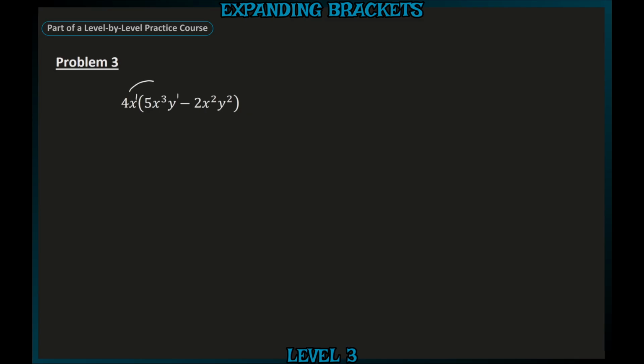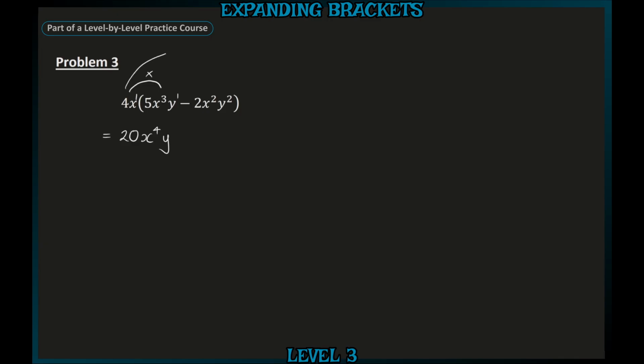So we're going to start by multiplying 4x by 5x cubed y. To do this, we can start with the numbers. So 4 times 5 is 20. Then move on to the x's. x to the power of 1 times x cubed gives us x to the power of 4 because we add those powers together. And we still have a y at the end.